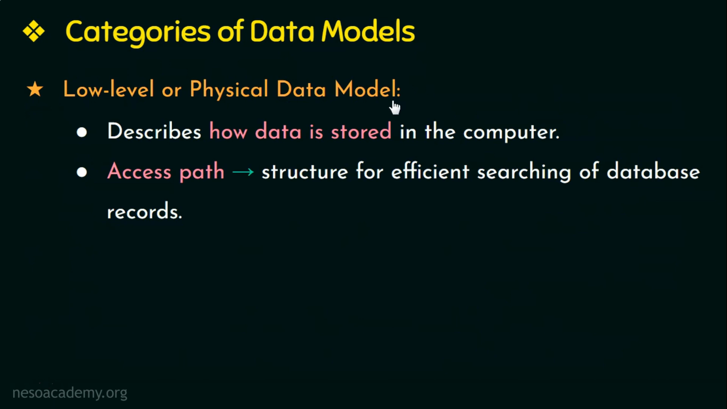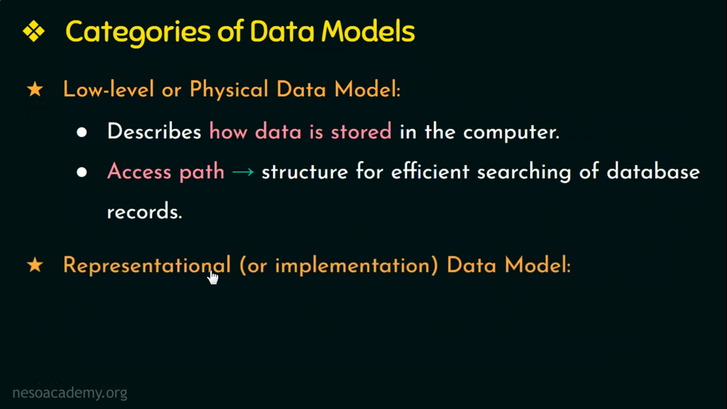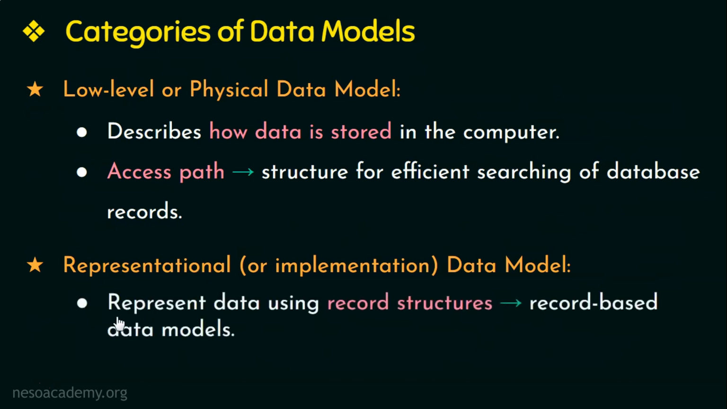The next category of data model is the representational or implementation data model. There are three data models that come under this category. The first is the relational data model. Then we have the network data model and the hierarchical model. And representational data models represent data using record structures, and that is why representational data models are sometimes called record-based data models. So these are the categories of data models.